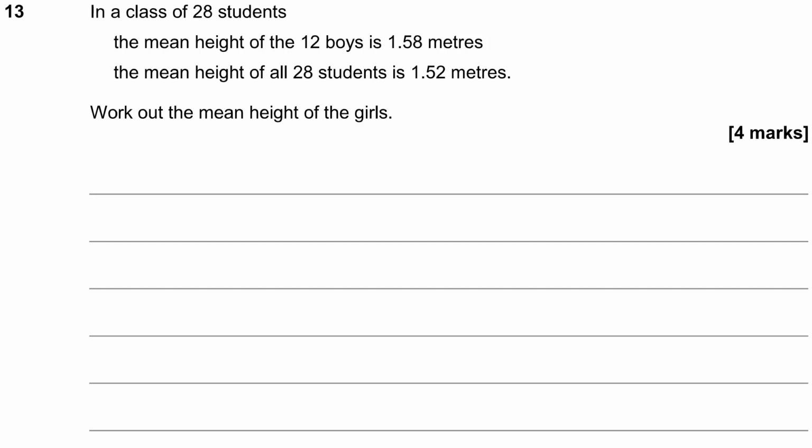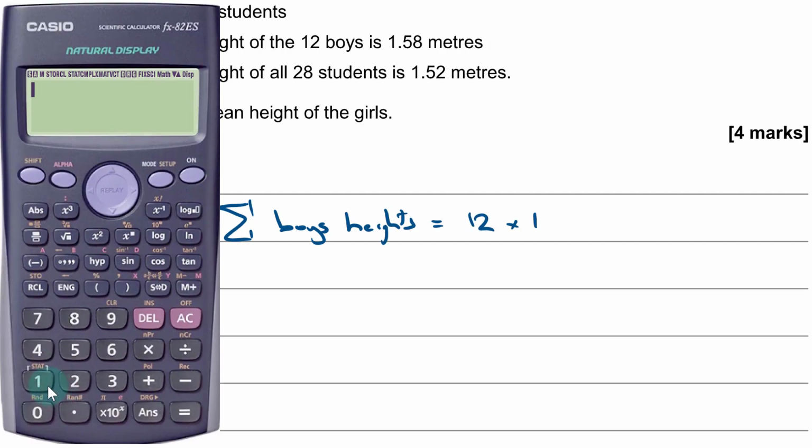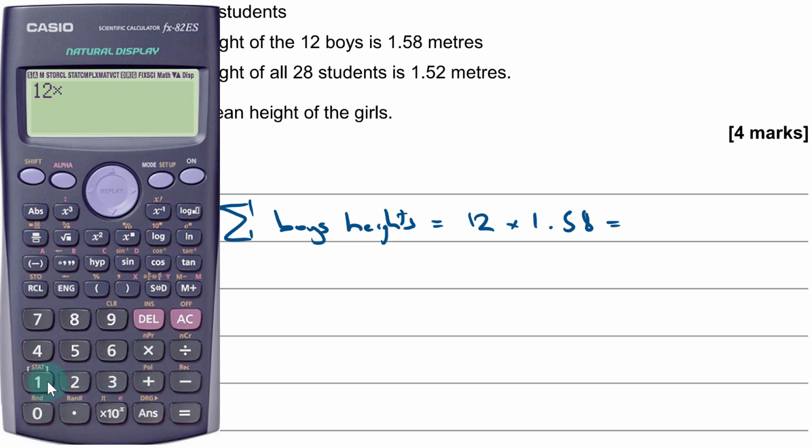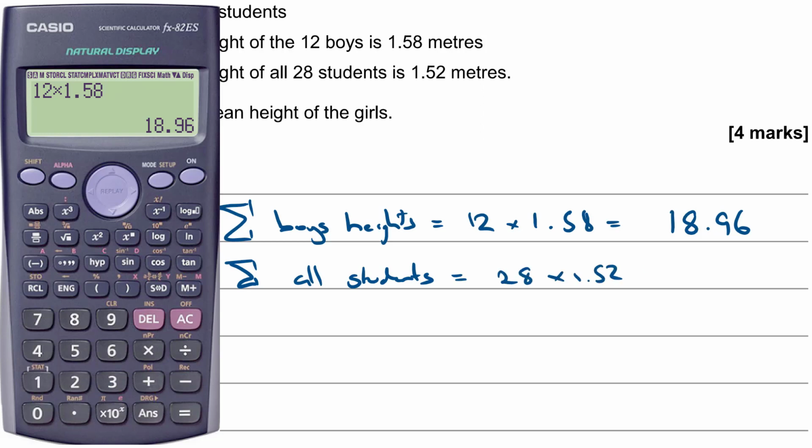Okay, if we know the mean height of the boys is 1.58 and we know there are 12 boys, if we multiply those 2 together, we'll get the sum of their heights added together, won't we? So the sum of boys' heights is going to be equal to 12 lots of 1.58. So the heights of all the 12 boys add up to 18.96. And we know that the mean height of all 28 students is 1.52 meters. So the height of all students equals 28 times 1.52, which adds up to 42.56.